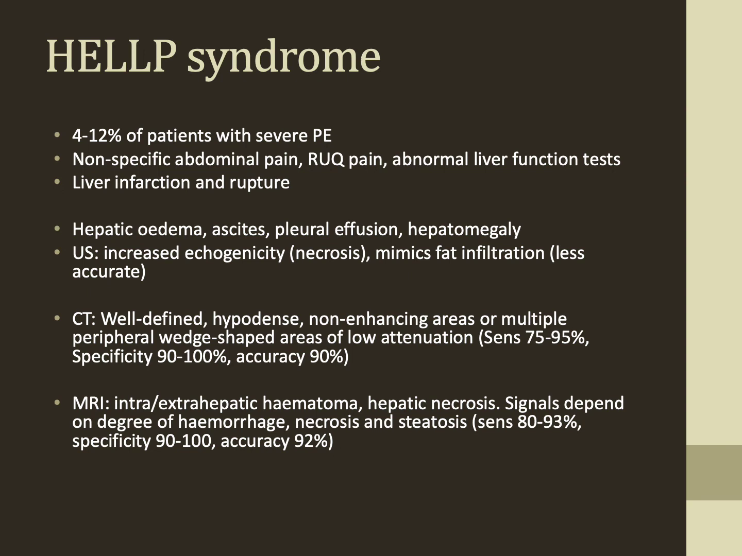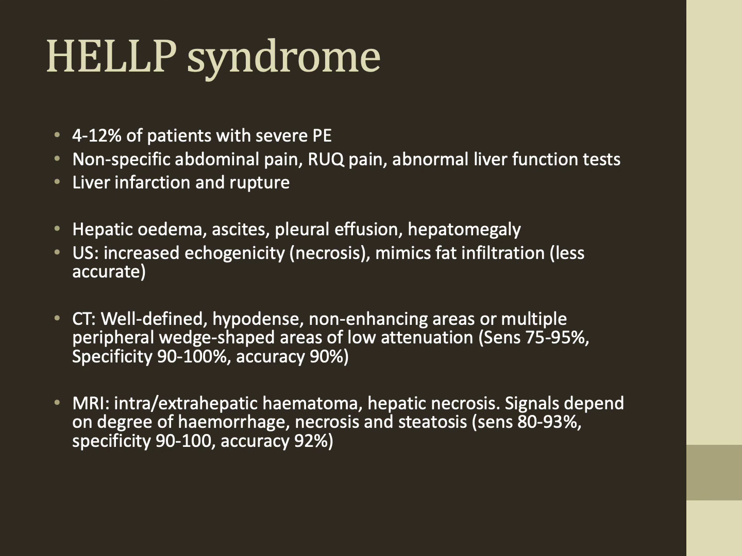HELLP, or hemolysis, elevated liver enzymes and low platelets, is a rare condition, occurring in about 4 to 12% of patients with severe preeclampsia. Patients may present with nonspecific abdominal pain, right upper quadrant pain, and abnormal liver function tests. In more severe cases, there may be liver infarction and rupture. Imaging may reveal hepatic edema, ascites, pleural effusion, and hepatomegaly. On ultrasound, infarction may be seen as an area of increased echogenicity.